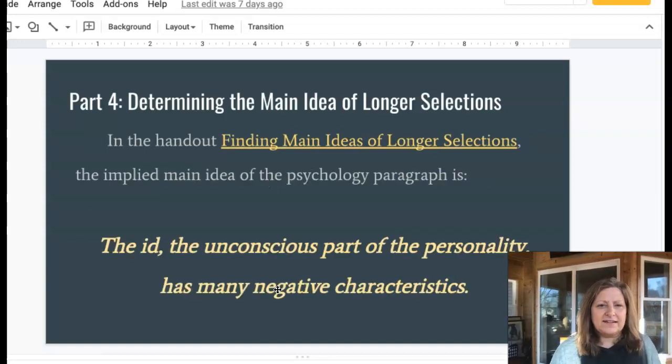Now that you've done that, I want you to learn about the id, which is the unconscious part of the personality, has many different characteristics. That's what you should have written on the Edpuzzle after you read that paragraph.